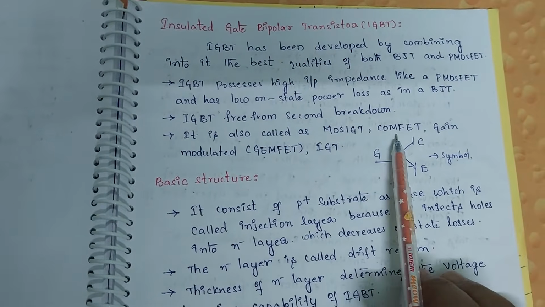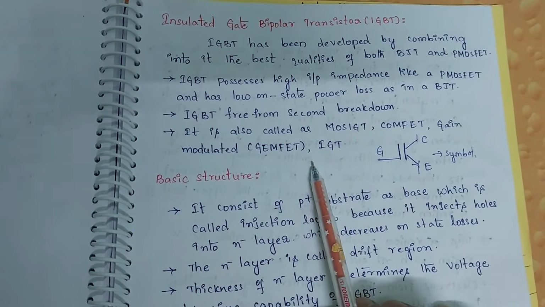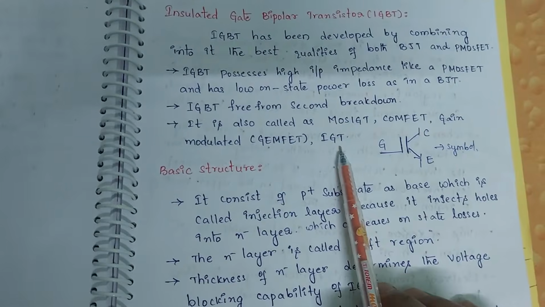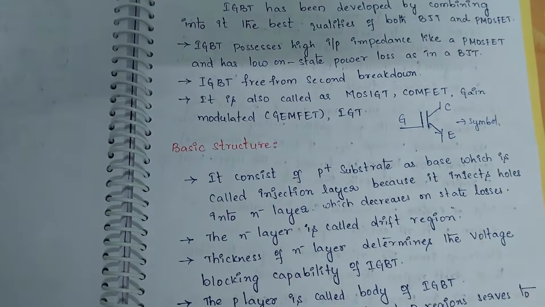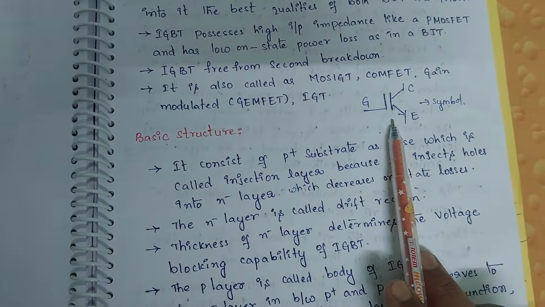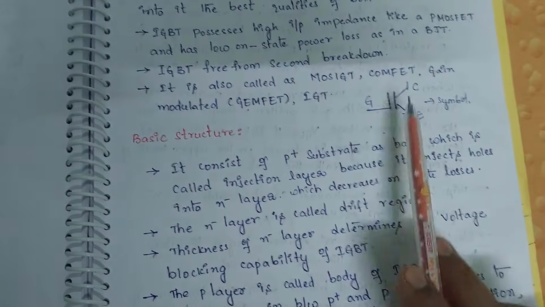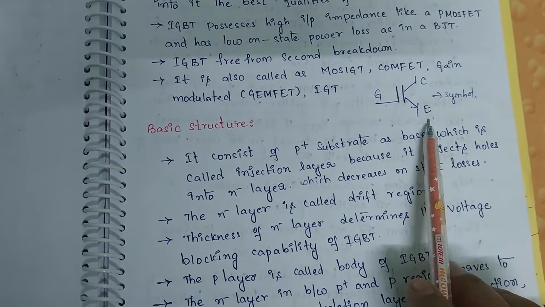MOSIGT, COMFET, conductivity modulated field effect transistor, and IGT, insulated gate transistor. Next, coming to the circuit symbol of the IGBT, it is going to be like this, which has three terminals: gate, collector and emitter.